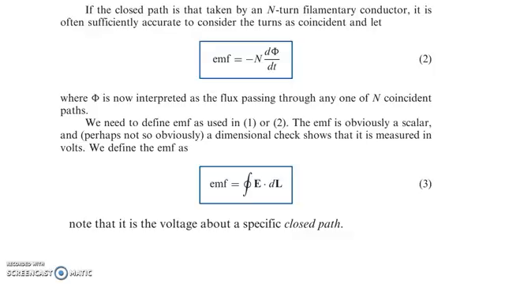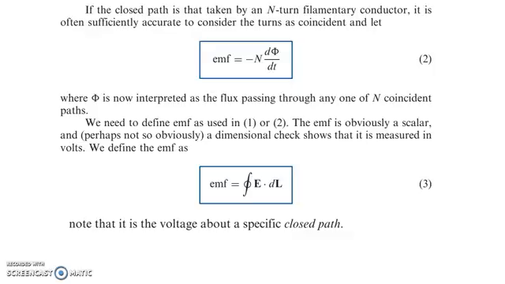If the closed path is taken by n turns of the element, then Faraday's law can be modified as follows, whereby EMF is minus n times d phi by dt. Again, the negative sign states that it is opposite to the cause of its generation. Needless to say, phi is nothing but the flux passing through one of the n coincident paths.